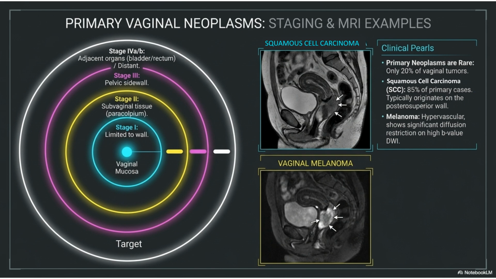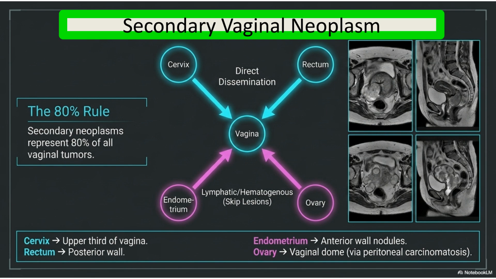Squamous cell carcinoma makes up 85% of cases and is typically staged based on invasion depth, from limited to the wall up to adjacent organ involvement or distant spread. Vaginal melanoma is hypervascular and shows diffusion restriction. Secondary vaginal neoplasms represent 80% of all vaginal tumors. They can arise from direct dissemination from the cervix and rectum, or via lymphatic/hematogenous spread from the endometrium or ovary.